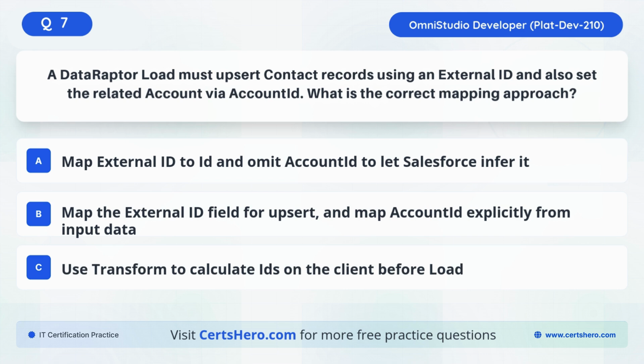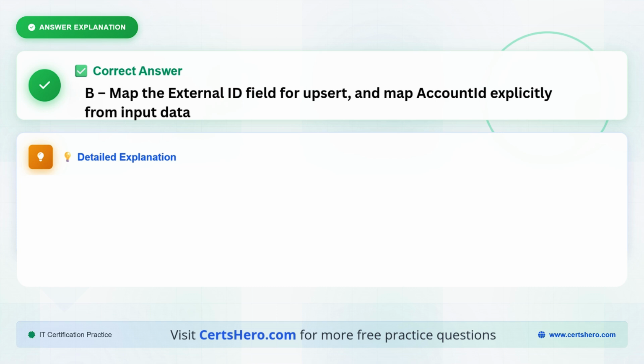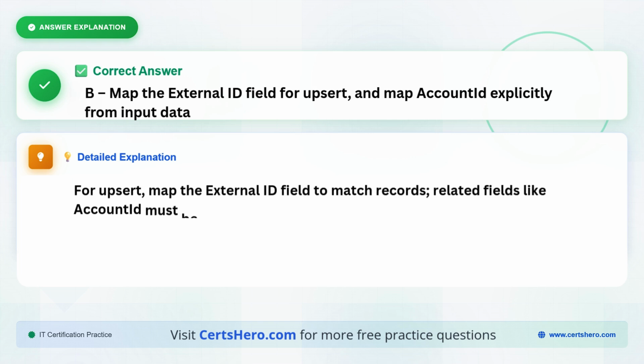The correct answer is B. Map the external ID fields for upsert and map account ID explicitly from the input data. The key insight here is that for an upsert, you map the external ID field to match records. Related fields like account ID must be provided explicitly in the load mapping.